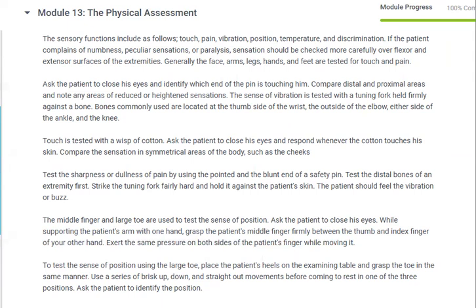To test the sense of position using the large toe, place the patient's heels on the examining table and grasp the toe in the same manner. Use a series of brisk up, down, and straight out movements before coming to rest in one of the three positions. Ask the patient to identify the position.